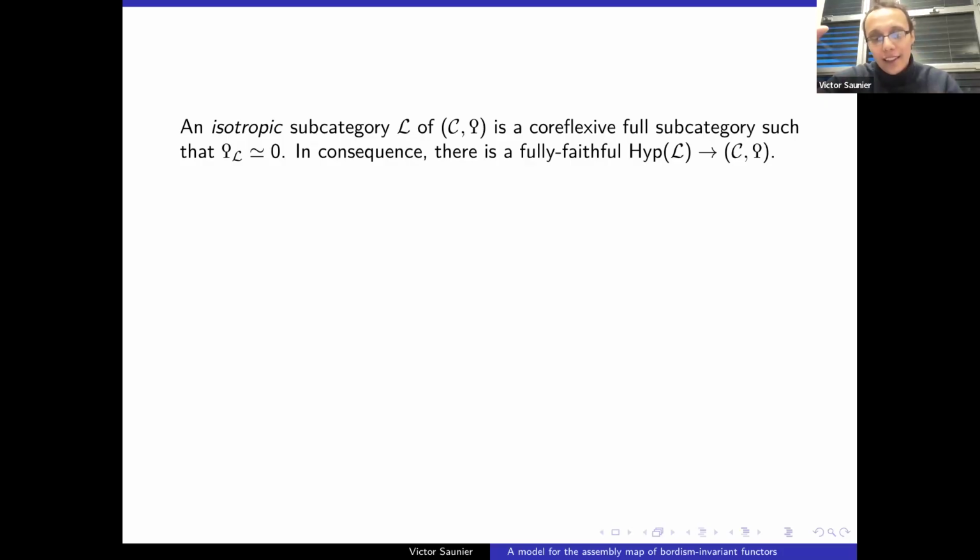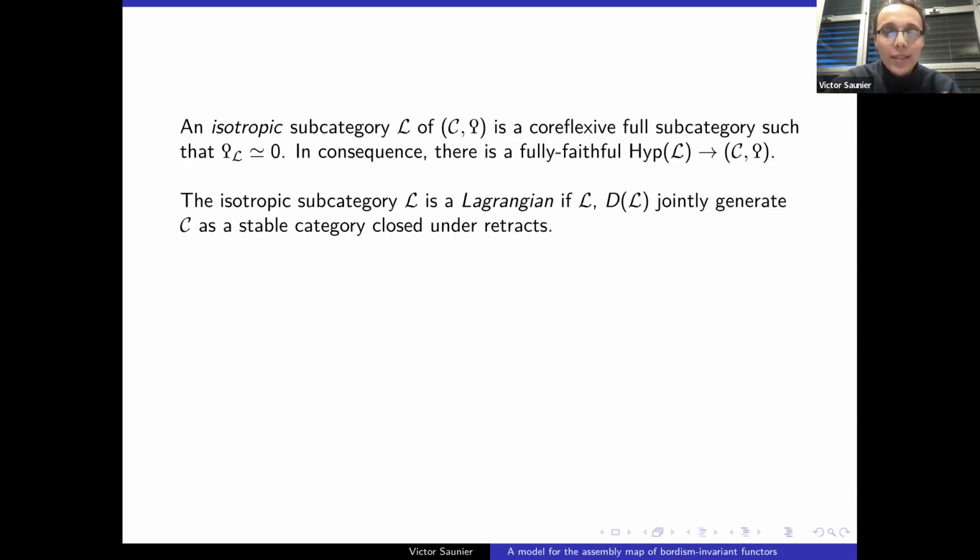So in particular, L and D of L live fully faithfully in C, and I can ask some sort of maximality condition on my isotropic subcategory. And this is something that I call having a Lagrangian. Having a Lagrangian precisely means that your isotropic subcategory, if you take L and DL, they jointly generate C as a stable category closed under retracts. Another way of formulating this is that the smallest subcategory of C that contains both L and DL, is stable and closed under retracts, is just all of C itself.